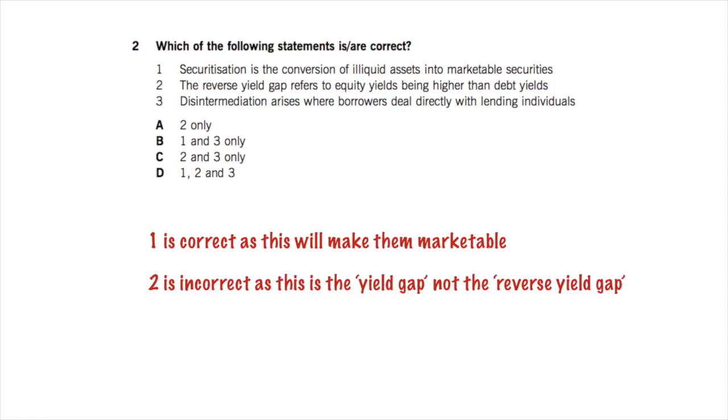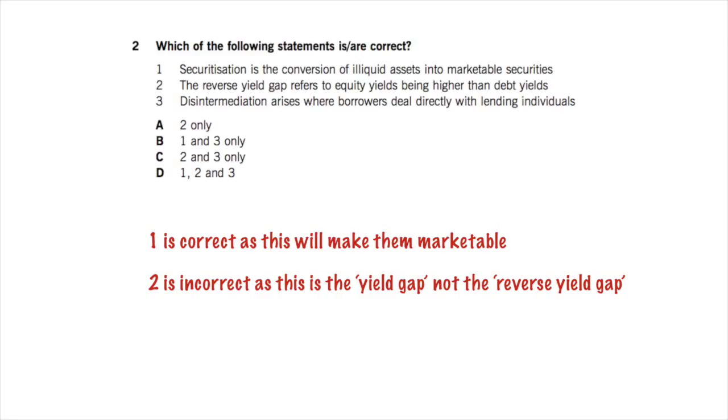2 is incorrect because it says the reverse yield gap refers to equity yields being higher than dividend yields. Well, we know that equity yields are higher than debt yields, but that wouldn't be a reverse yield gap, that would be a yield gap. You get more yield or interest on equity basically. I know it's not interest, it's dividend, but the yield covers both, than you do on debt. So that's the yield gap, not the reverse yield gap.